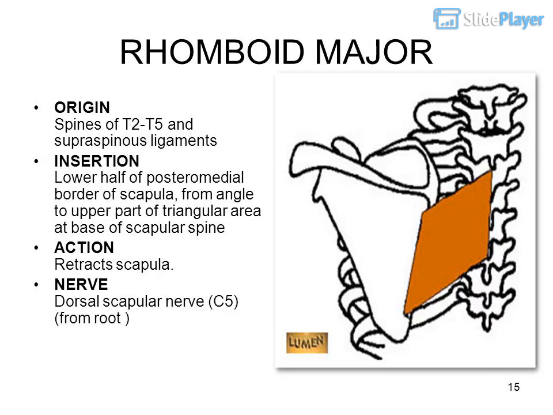Rhomboid major. Origin: spines of T2 to T5 and supraspinous ligaments. Insertion: lower half of posteromedial border of scapula, from angle to upper part of triangular area at base of scapular spine. Action: retracts scapula. Nerve: dorsal scapular nerve, C5, from root.